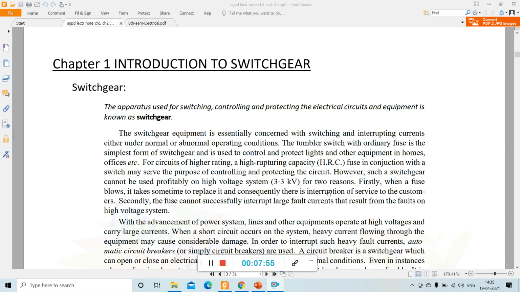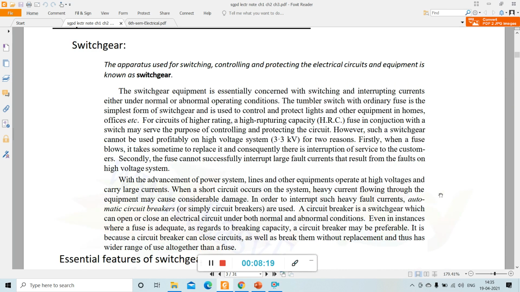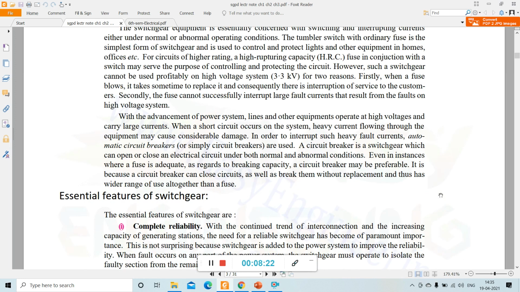Okay, such a switchgear cannot be used profitably in a high voltage system for two reasons. Firstly, when the fuse blows, it takes some time to replace it, and consequently there is interruption of service to the customer. And secondly, the fuse cannot successfully interrupt large fault current that results from a fault on a high voltage system. So these are all about the introduction to switchgear. Okay, so with the advancement of power system, lines and other equipment operate at high voltage and carry large current.